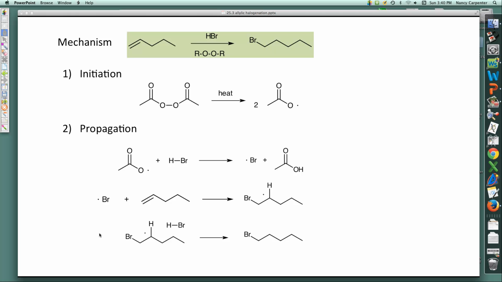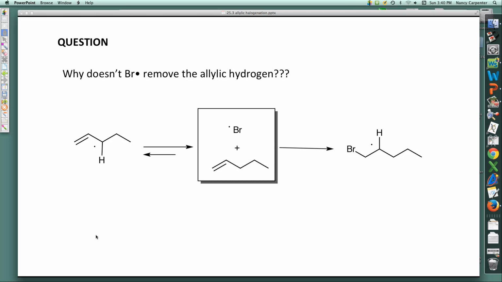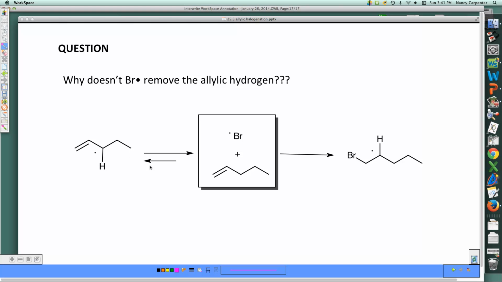So, I think the question that's probably sitting in your head right now is, dang it, this seems so arbitrary. Why doesn't the bromine dot, the radical bromine, remove the allylic hydrogen? We just saw that in allylic halogenation. Why wouldn't it do it here? Well, that's fine. It does. There's no reason why Br dot shouldn't abstract the allylic hydrogen and make the allylic radical. But again, this is a reversible reaction. And basically, Br dot is going to thermodynamically favor the formation of this product eventually.